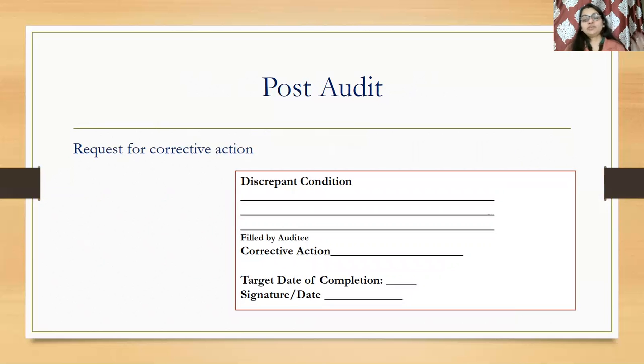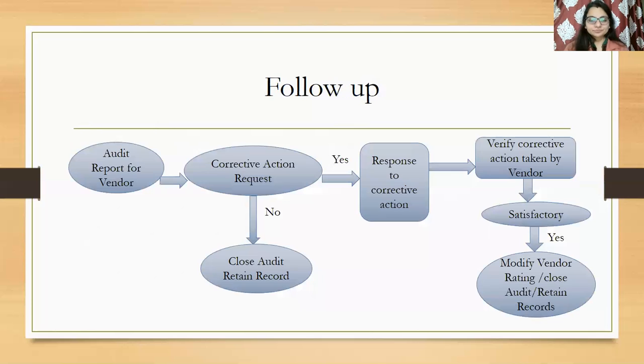Request for corrective action. Everything may be good, but there are two or three things that have to be corrected, or can be used after corrections. So for corrective action, we give one notification, and they correct it and give the target date. It comes from the auditee, sorry, from the auditee, by the auditor.